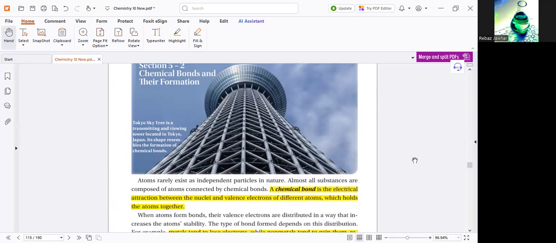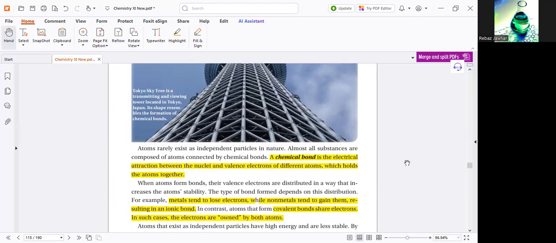First of all, let's know what a chemical bond is. Highlight the definition for the chemical bond. A chemical bond is the electrical attraction between the nuclei and valence electrons of different atoms, which holds the atoms together. This is the definition for the chemical bond. The main important point in this definition is valence electron.